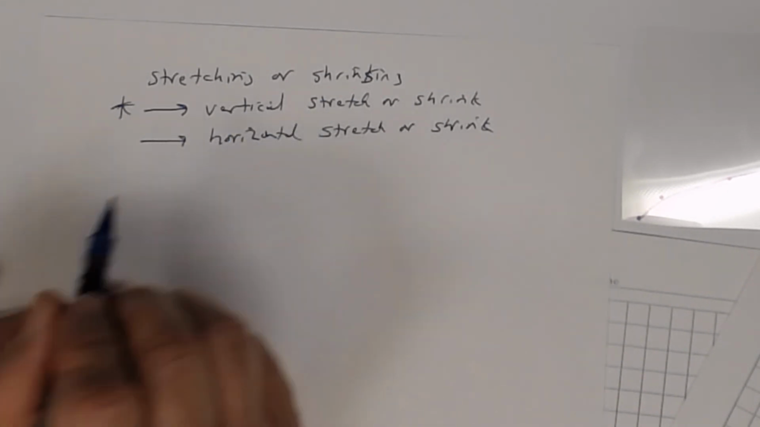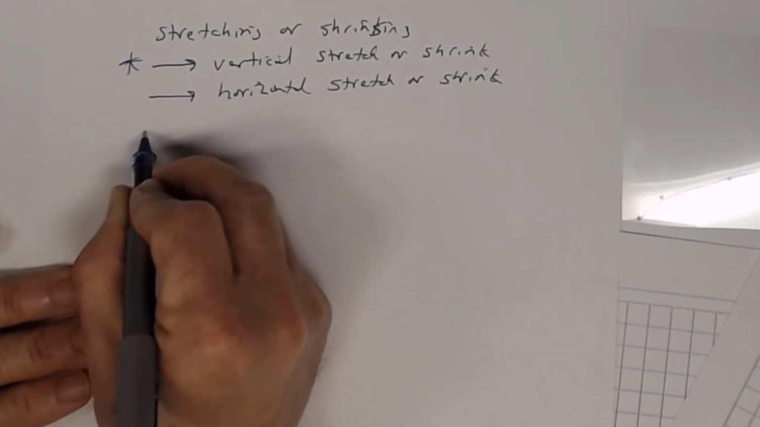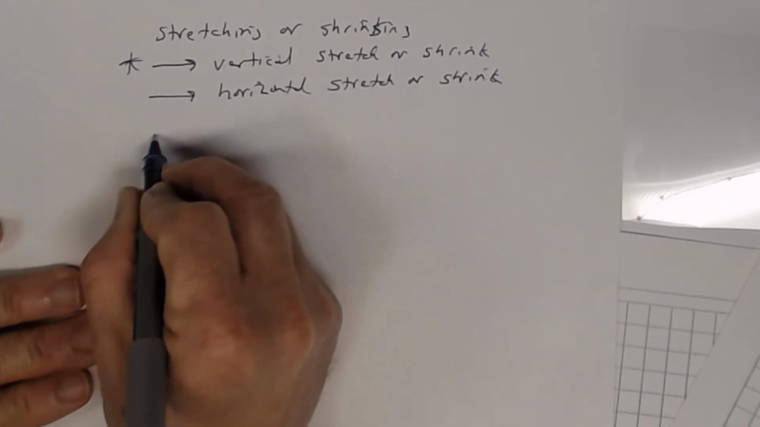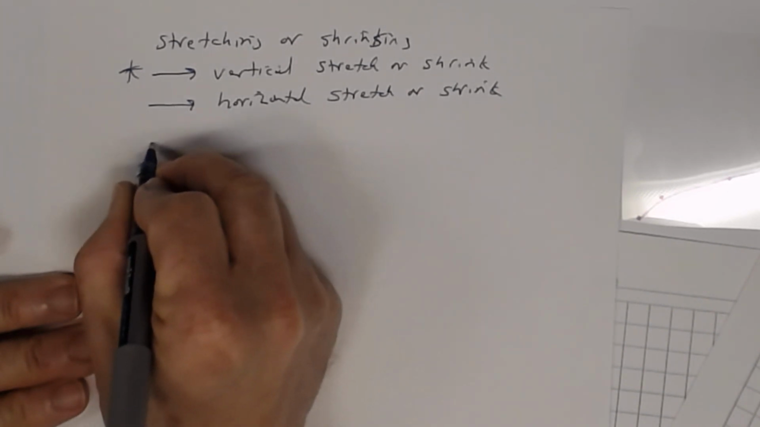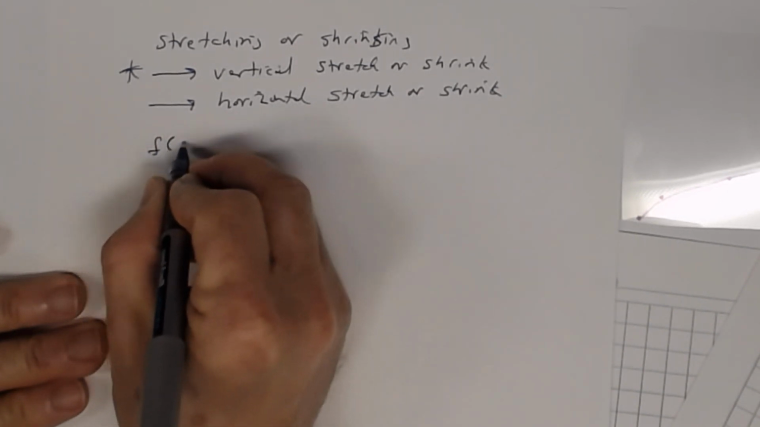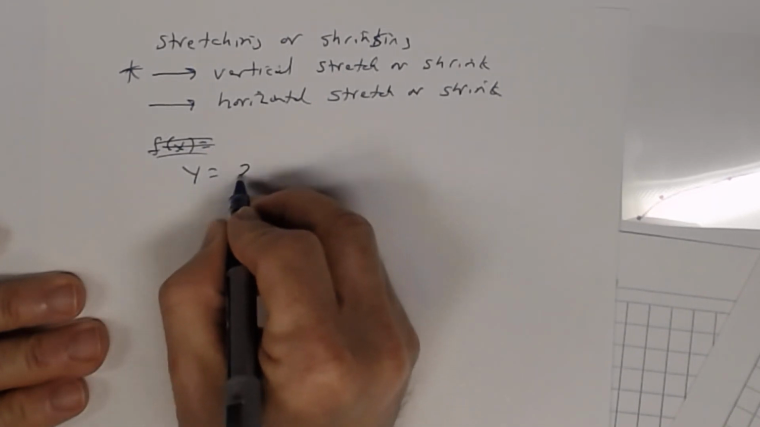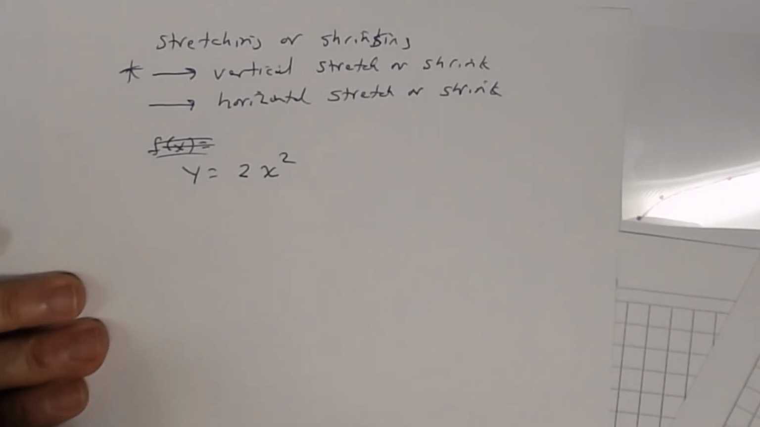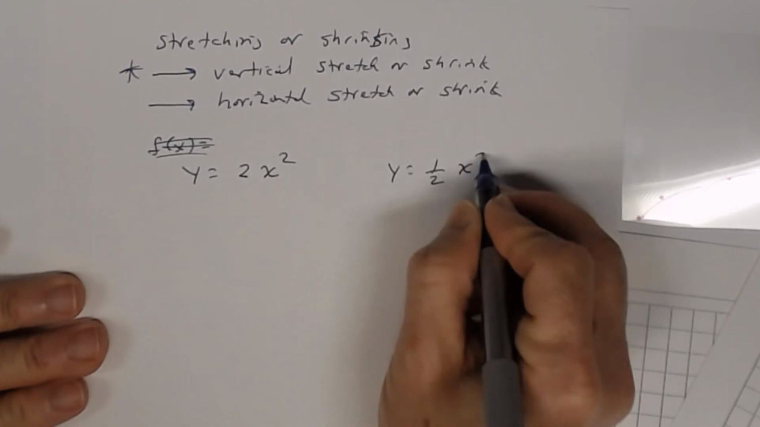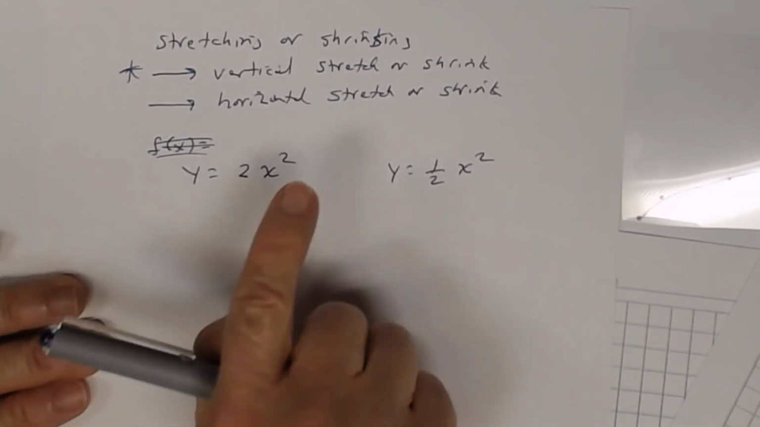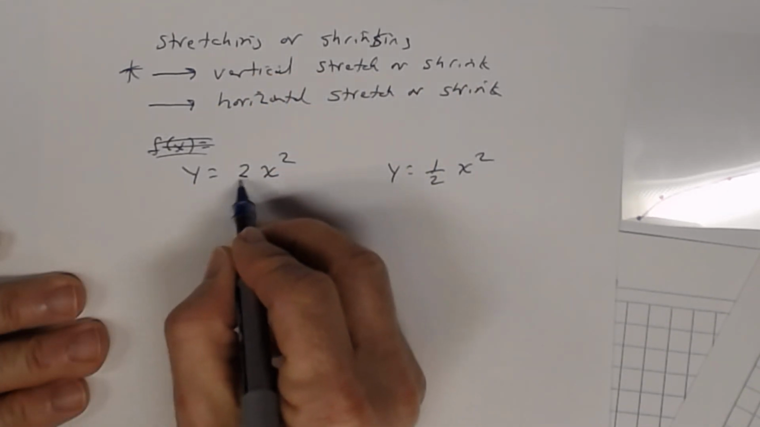So we're going to talk about vertical stretch or shrink. Okay, listen carefully about what I'm about to say. Here's what a vertical stretch or shrink will look like. You could see something like this. F of x, let me write it this way. Y equal 2 times x squared. Y equal 1/2 times x squared. So whenever you have a vertical stretch or shrink, you're going to see a number, your parent function.